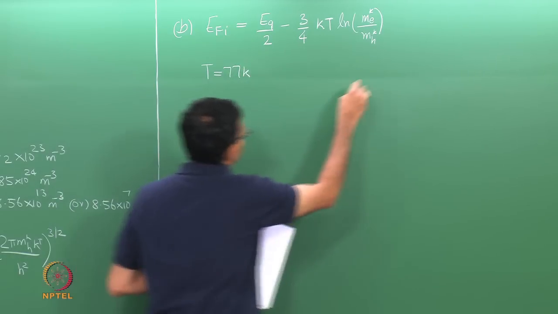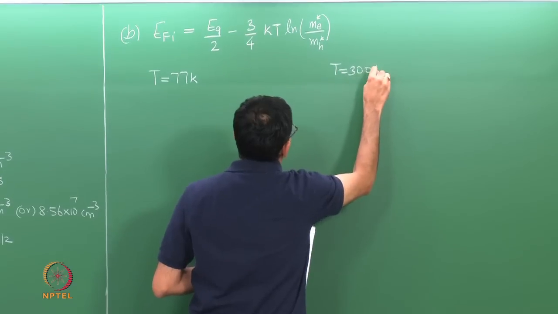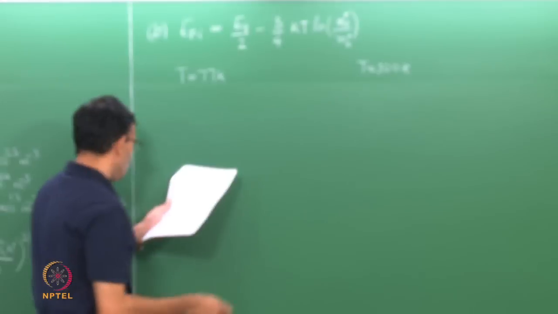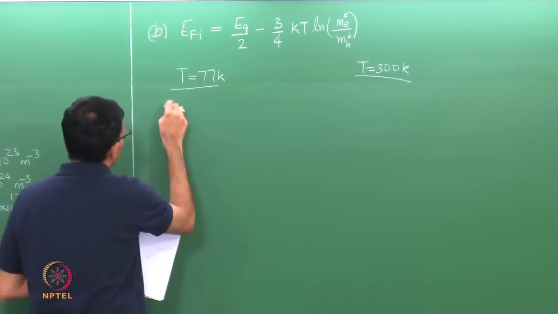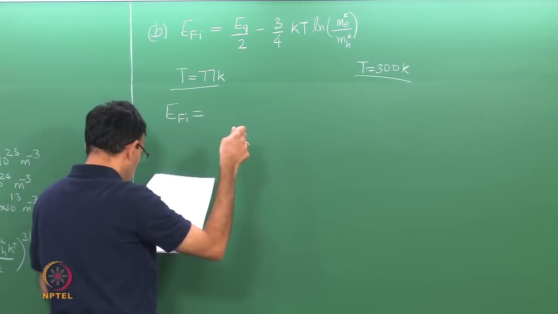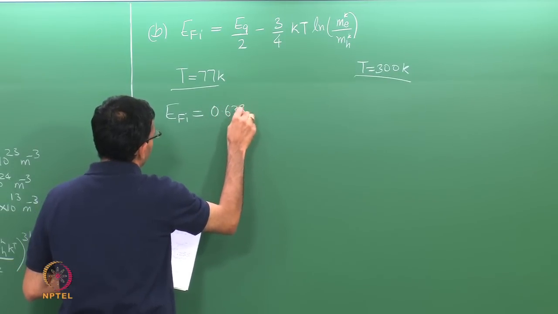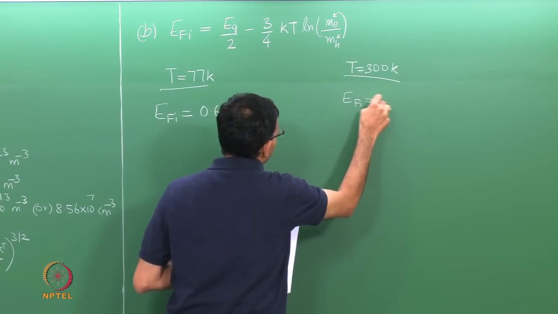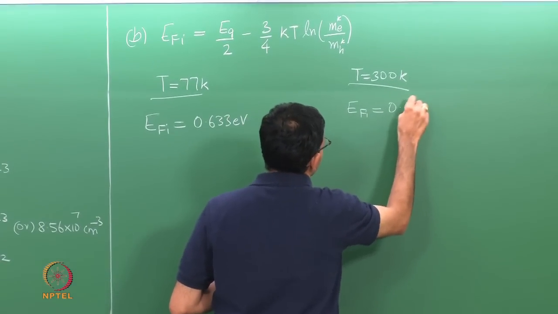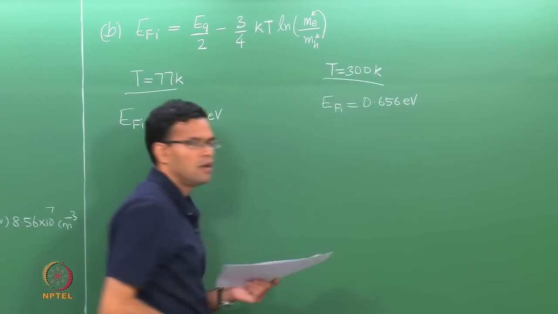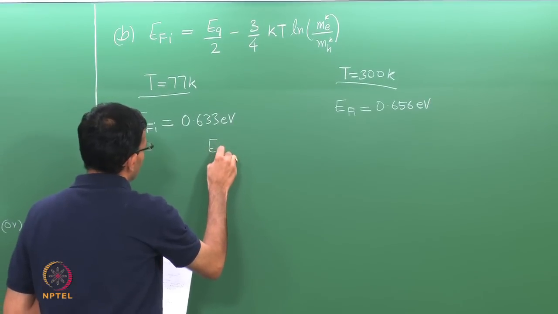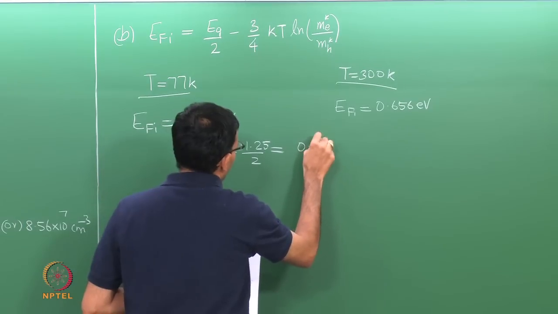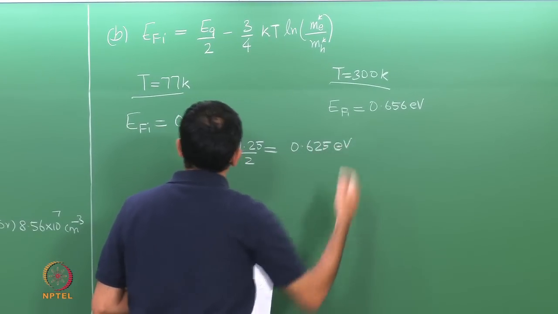So, 77 Kelvin, 300 Kelvin, Me star and Mh star values are given, temperature is also known. So, EFI here, if you do the substitution, 0.633 electron volts. At room temperature, EFI is 0.656. Eg over 2, if you look at it, is just 1.25 over 2, which is 0.625 electron volts.